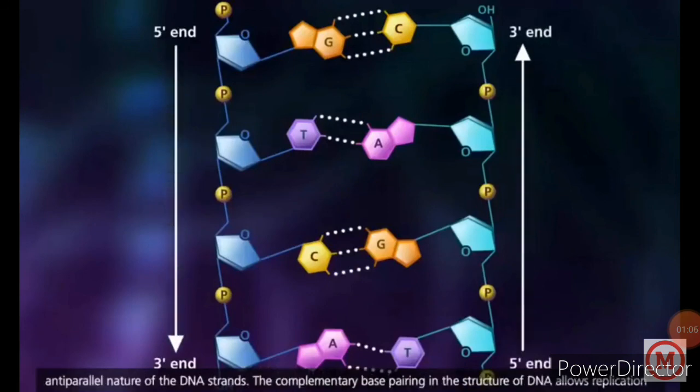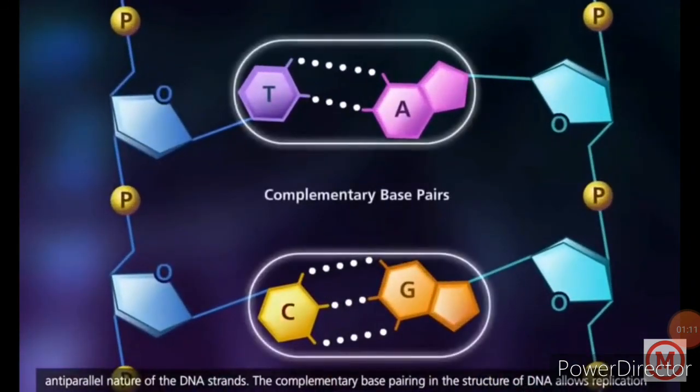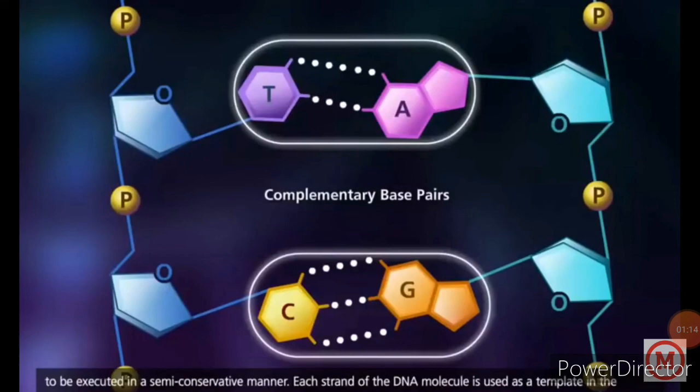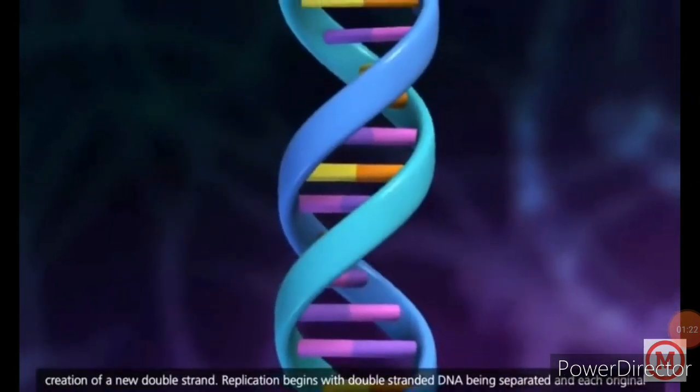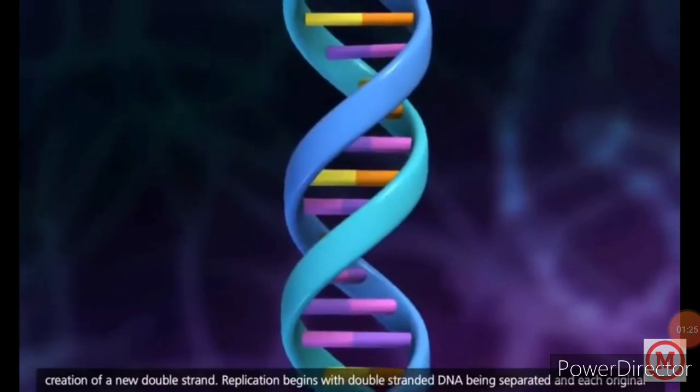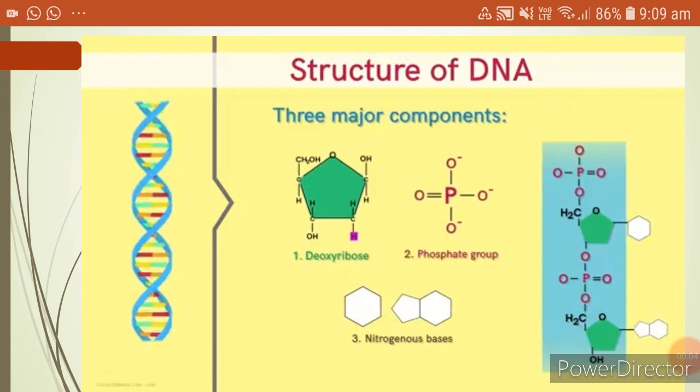This shows the anti-parallel nature of the DNA strands, and the complementary base pairing in the structure of DNA allows replication to be executed in a semi-conservative manner. Each strand of the DNA molecule is used as a template strand for the creation of a new double strand. So in this animated video, we have seen the structure of DNA in detail and its major components. Now in the next lecture, we will discuss in detail DNA packaging in prokaryotes and in eukaryotes.